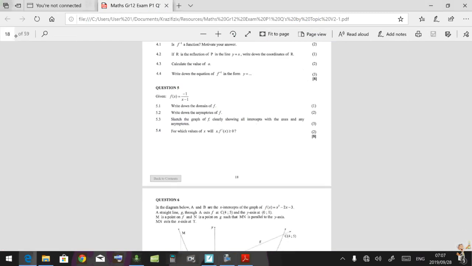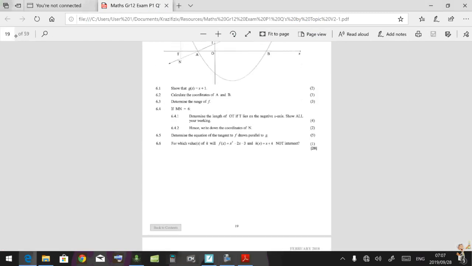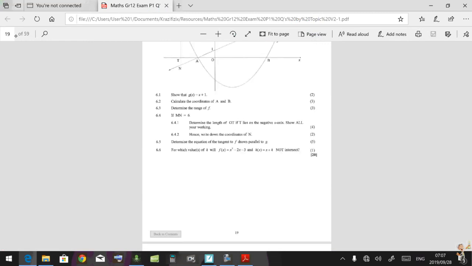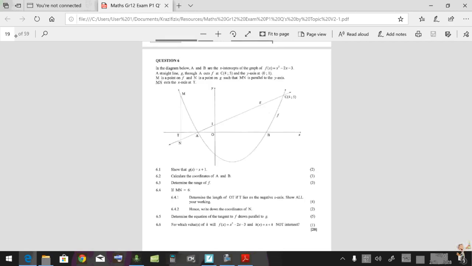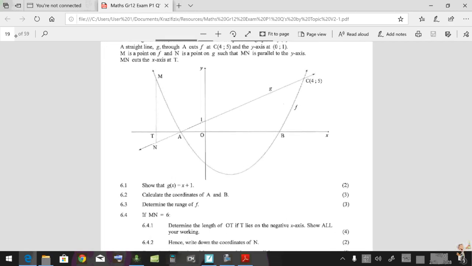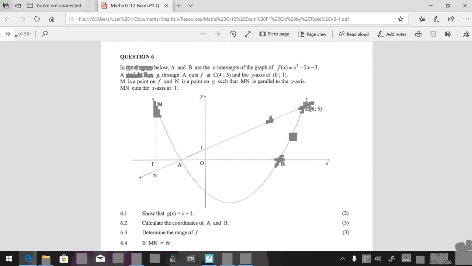Next question, question 6, still on the same paper. Alright, so what we'll do is we'll just cut this video after this and then do February 2018, so it's all functions. Alright, we have this. In the diagram below, A and B are the intercepts. Alright, I like reading and checking my graph. A and B are the intercepts, and I have the function given. A straight line, which is G, cuts through point A at C, which is 4 and 5 there, and the y-axis at 0 and 1. Lovely. M is a point on F, and N is a point on G.